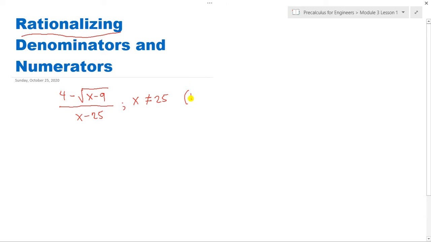rationalize the numerator. And class, ito din yung importante na process para yung forma ng ating expression is hindi na siya ma-undefined if we set the value of x is equals to 25. Bakit? So let's try to solve. So here we are going to rationalize the numerator. Therefore, focus tayo sa numerator.